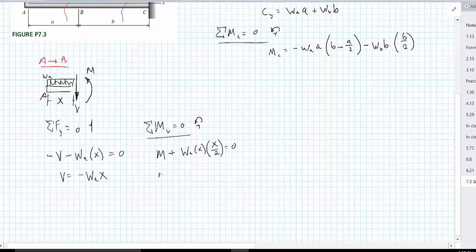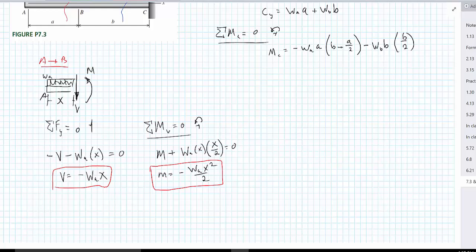So in this case, our moment then will equal negative W_A x squared over 2. And so these are our intermediate answers for the distributive load from A to B.